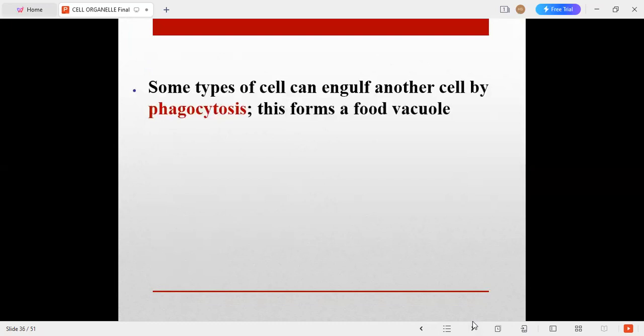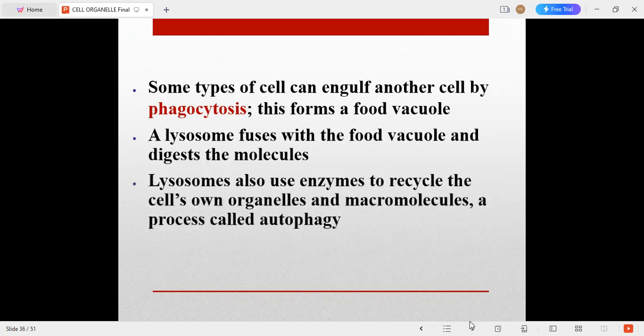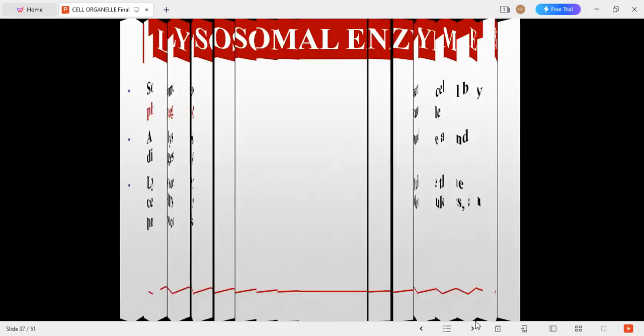Some types of cells can engulf another cell by phagocytosis. This forms a food vacuole. A lysosome fuses with the food vacuole and digests the other molecule. Lysosomes also use certain enzymes to recycle the cell's own organelles and macromolecules, and this process is known as autophagy.